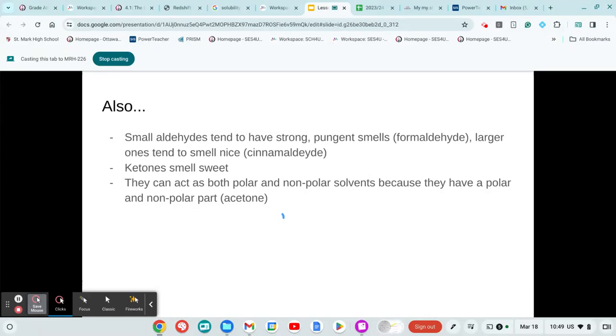Like acetone. What do you know acetone from? Nail polish remover, right? So acetone is a ketone, and it works as such a good solvent because it's got a polar portion and a non-polar portion that can dissolve non-polar chemicals.